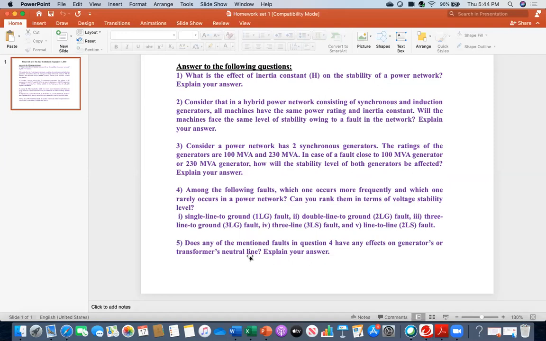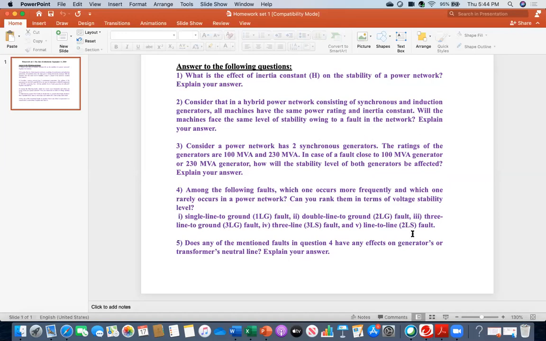Okay, so this one, number 5: do any of the mentioned faults in question 4 have any effects on the generators or transformer neutral line? Explain your answer. Now, you see the 3LG and 3LS, those two are the balanced or symmetrical faults because they equally involve all three phases. All three phases get affected. But 2LS, 2LG, 1LG are called unsymmetrical or unbalanced faults.